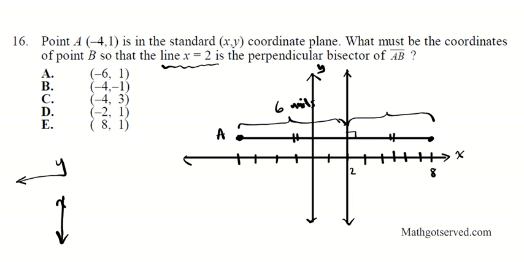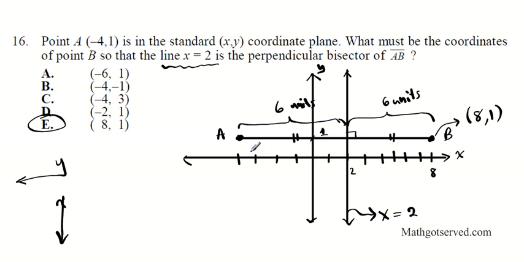Okay? So using this construct, what are the coordinates of this point right here? Point B. It's simply 8 units to the right and 1 unit up, because this is 1 on your y-axis. Okay? So the coordinates of this point is 8, 1. Alright? So your answer is E. So there goes your perpendicular bisector. This is a line with equation x equals 2. And this is a segment that satisfies the requirement of this line being the perpendicular bisector. Alright? So that's it.